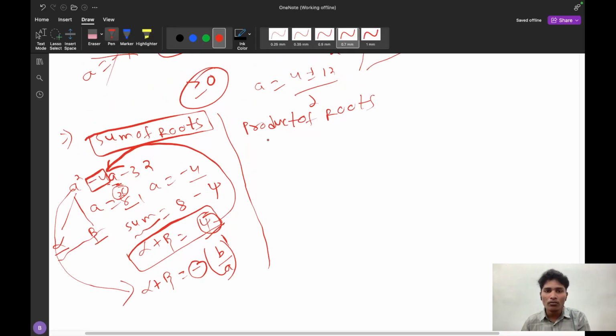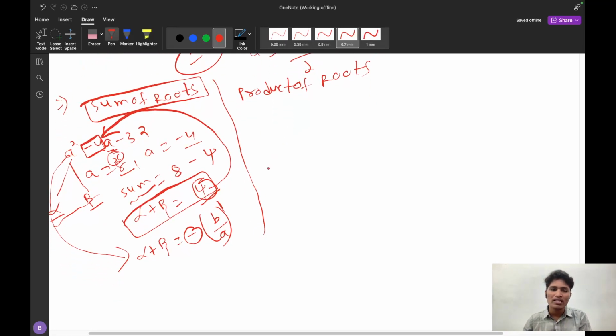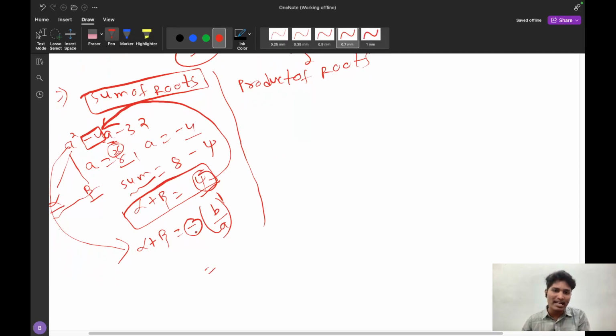Now, what is the product of roots? So here I will make you understand. Minus of b, what is the value of b here? B is the coefficient of x here, that is minus 4, divided by what is the value of a? A is the coefficient of x square. So here it is 1. So minus of minus 4 is plus 4. And this is the same as this one.